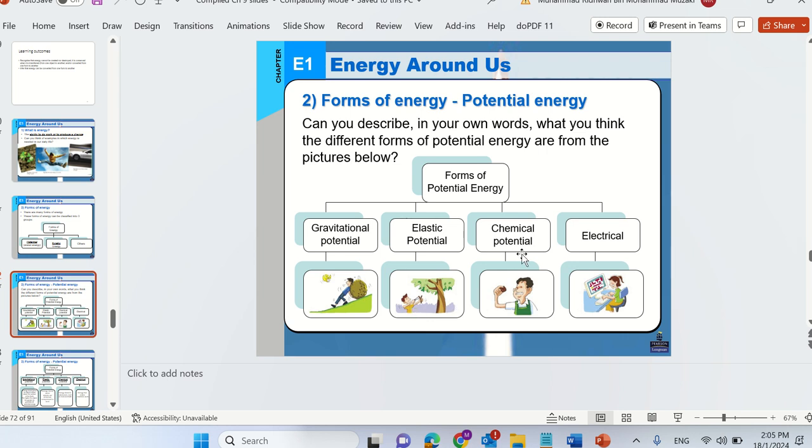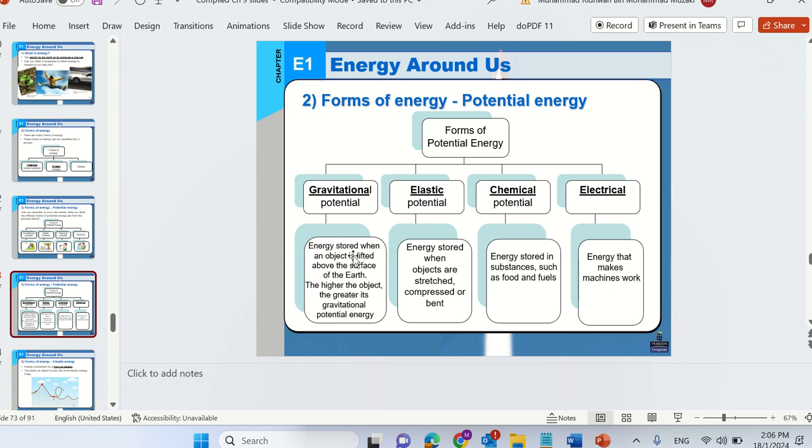Next you have chemical potential energy. The food that we eat provides us with energy, right? So the chemical composition in the food actually has energy in it. So it is called chemical potential energy. And lastly is electrical energy.